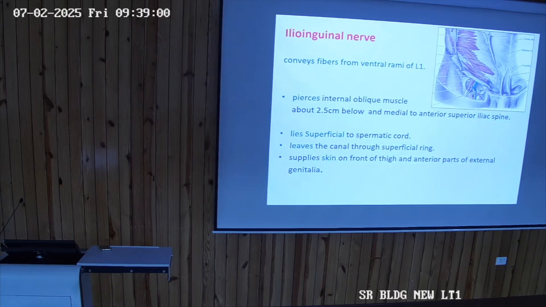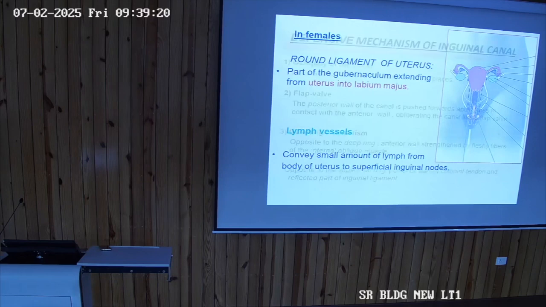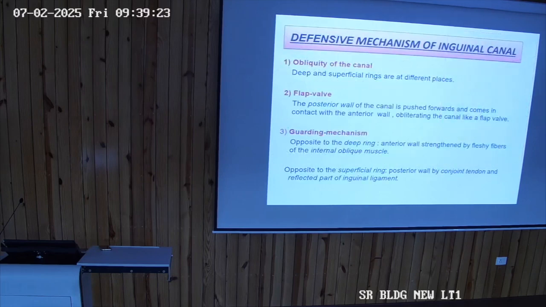Is it present in both males and females? Yes, it is a content in both males and females. So what is the structure which is present in females instead of the spermatic cord? That is the round ligament of the uterus, and the lymphatic vessels will be present in both males and females. Now what were the contents, before coming to the defensive mechanism of the canal? The spermatic cord, the ilioinguinal nerve, and the round ligament in females.